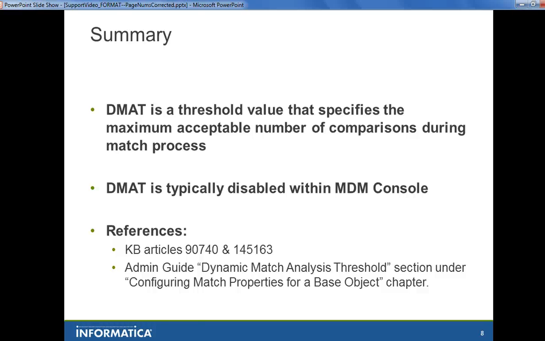Further reference for DMAT can be found in knowledge base articles 90740 and 145163. The Admin Guide also has information about dynamic match analysis threshold under the chapter Configuring Match Properties for Base Objects.